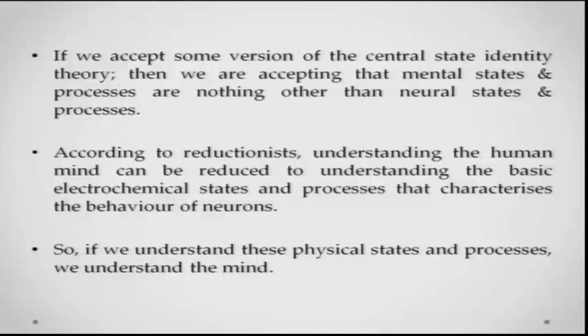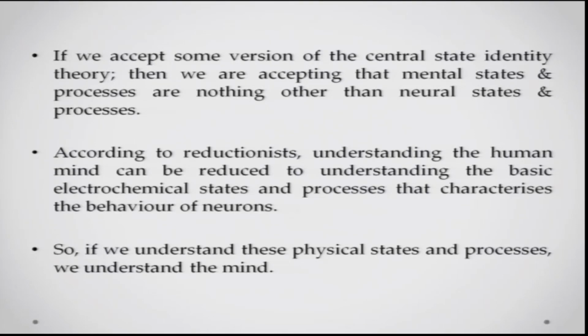According to reductionists, understanding the human mind can be reduced to understanding the basic electrochemical states and processes that characterize the behavior of neurons. Say, if you completely understand how a neuron functions, how it affects another neuron, and how all these neurons are connected together, then you do not really need to worry about mental states at all. Neuron X will fire and neuron Y will follow and neuron Z will also follow, and that will lead to the perception. So why do you need the perception there? You can just say that particular neurons firing lead to particular kinds of behavior.